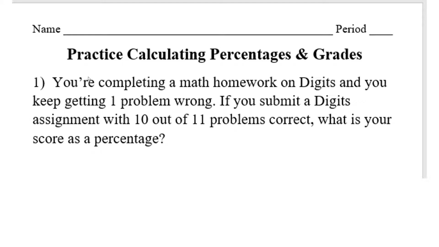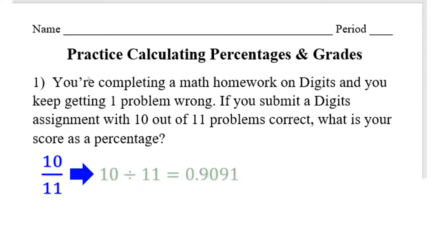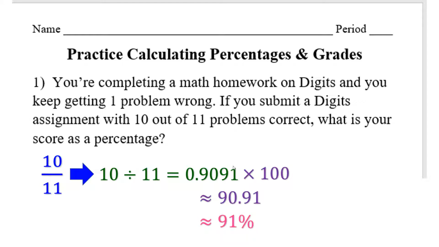You're completing a math homework on digits and you keep getting one problem wrong. If you submit a digits assignment with 10 out of 11 problems correct, what is your score as a percentage? So you're getting 10 out of 11 correct. You're going to take 10 and divide by 11. I have rounded this up to a 1 because it was a 0 and a 9; 9 would round it up to a 1. Then you multiply by 100. You'll get 90.91. So now it's a percent. And therefore, if we round to the nearest percent, it's going to be 91%. And as a grade, that would be an A minus.